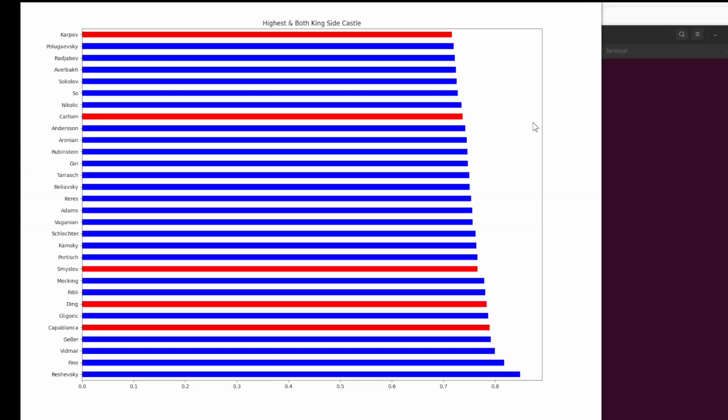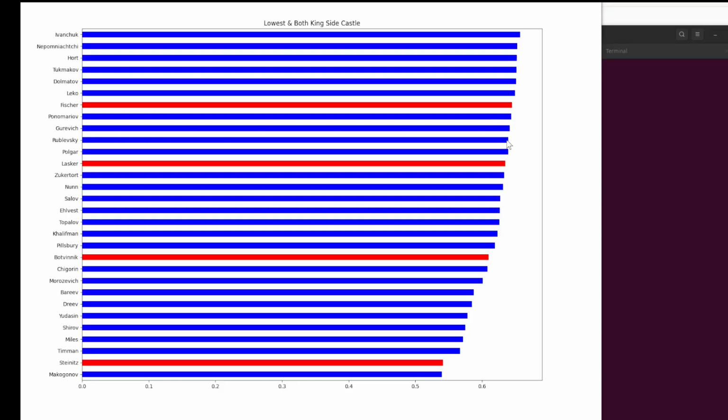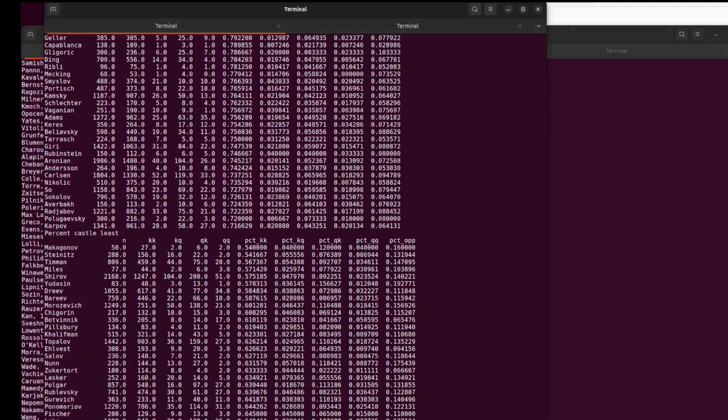And the next one is the highest percentages of both castling kingside. It'll be a flip side of the chart. Reshevsky, Fine, Capablanca. Ding shows up on this one, and Smyslov, so perhaps more solid world chess champions, and then Carlsen among the more recent world chess champions. And then the final chart we have here is the lowest percentage of both sides castling kingside. Steinitz really stood out, along with your Timmans and your Miles and your Shirov. Right. So I've got some tables here. That's a nice little overview of a set of charts on the player side of the equation.